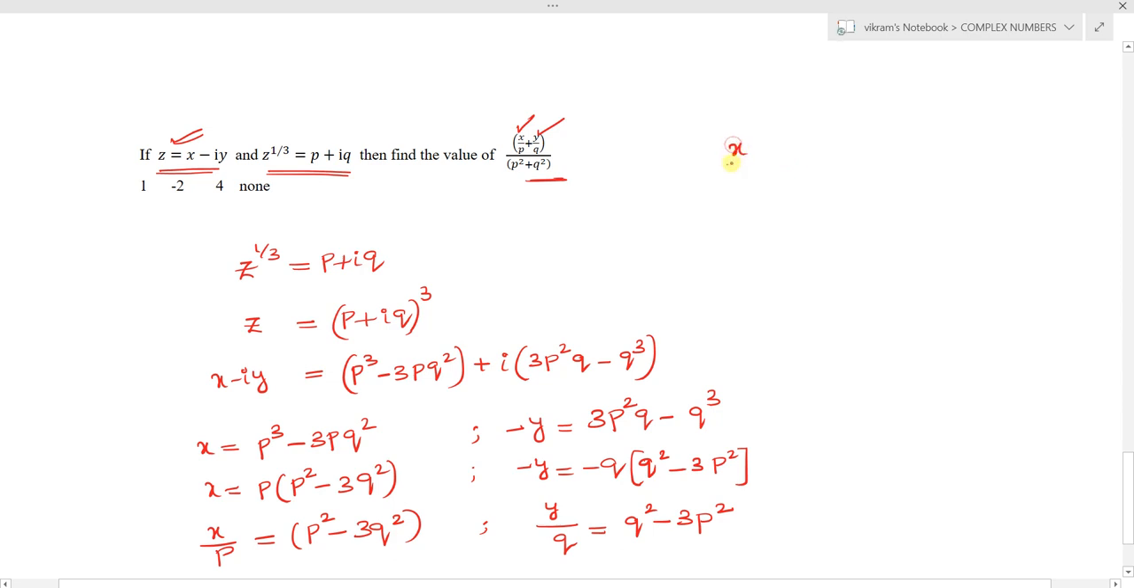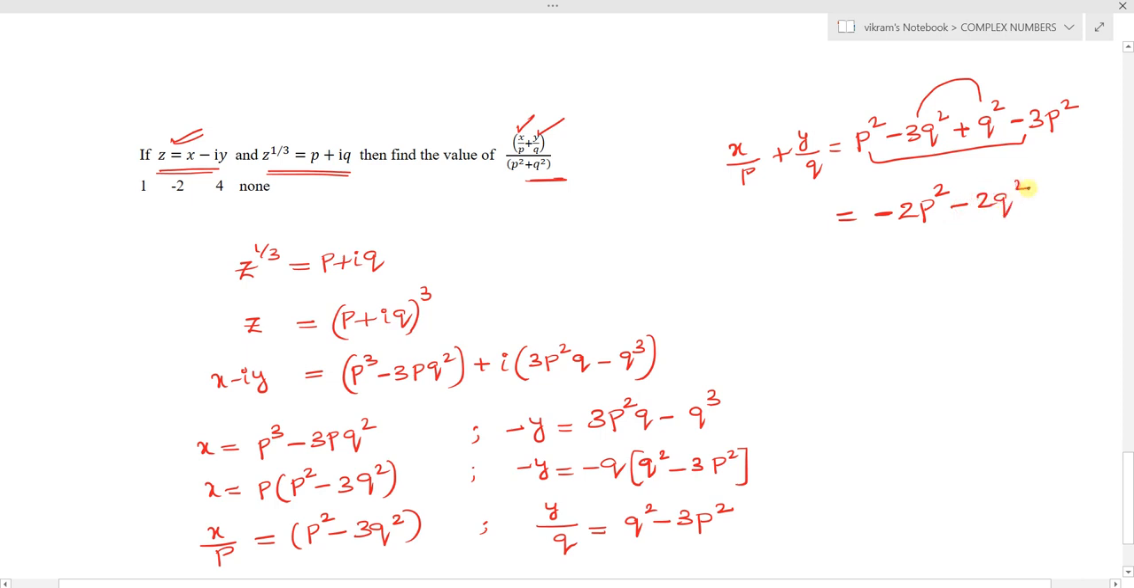Now try to solve this. x by p plus y by q: what are we obtaining? It is p square minus 3q square plus q square minus 3p square. So p square minus 3p square is minus 2p square, and minus 3q square plus q square is minus 2q square. Now if we take minus 2 as common, we can write this as minus 2 times (p square plus q square).